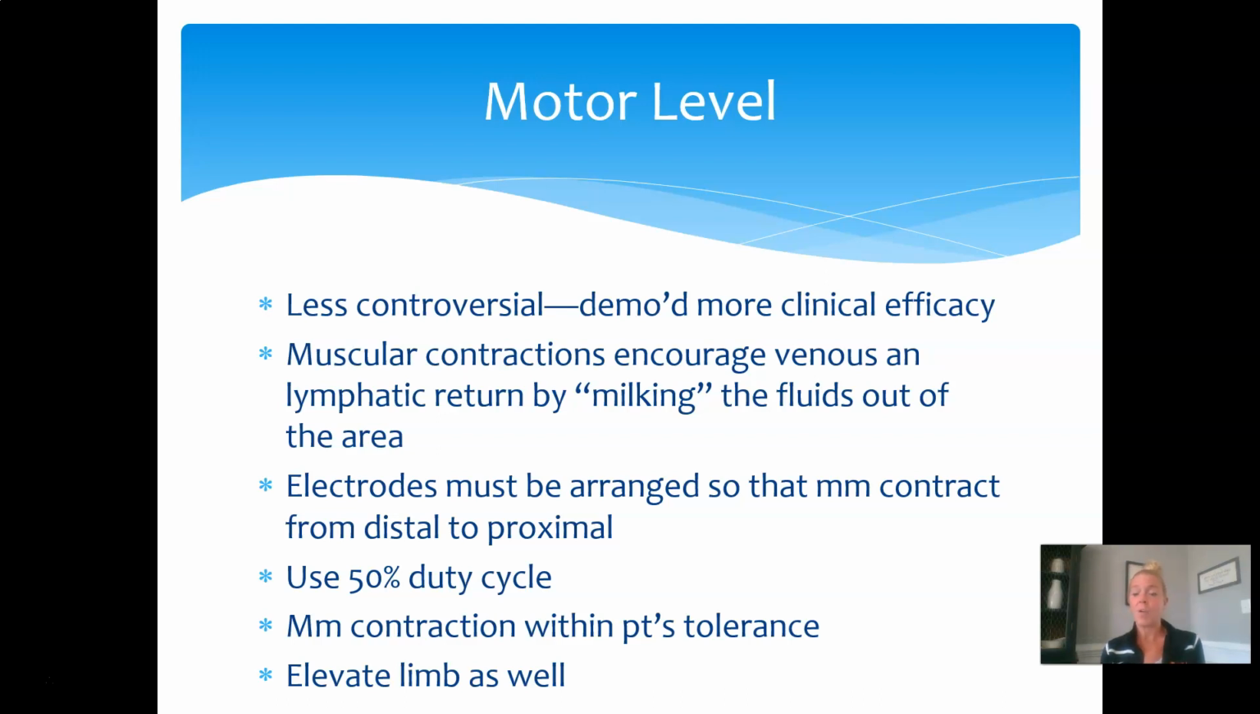Now, if that person sprained their ankle a couple of days ago and they end up in the clinic, now I'm going to do motor level edema control to try to get rid of the swelling. And I'm going to put those electrodes most likely on their calf muscles and try to get the calf to contract to pump some of that fluid out of the area. I'm going to pair that probably with some ice, with some elevation, try to get all those things working together to try to get the swelling to go down. If we can, we want to arrange the electrodes so that the muscles contract distal to proximal. We're going to use a 50% duty cycle. The contractions do have to be within the patient's tolerance, and as I mentioned, elevate as well. If you want, you can apply some ice too to really help with edema control.